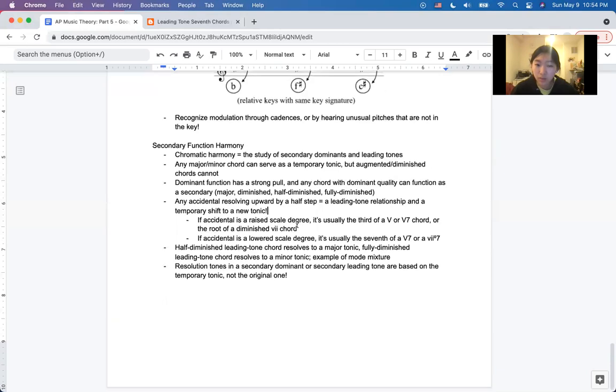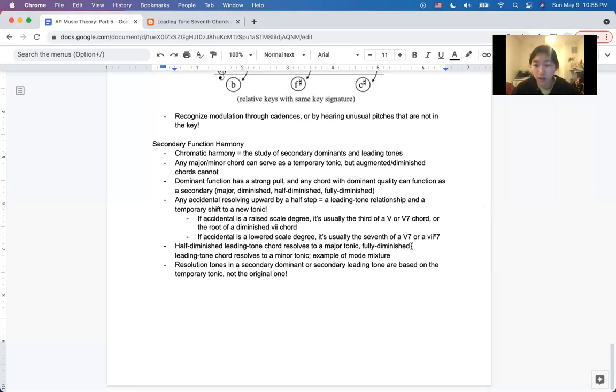If the accidental is a raised scale degree, it's usually the third of a V or a V7 chord, or it's the root of a diminished seventh chord. If it's a lowered scale degree, it's usually the seventh of a V7 chord or a leading tone seventh chord. Note that a half diminished leading tone chord resolves to a major tonic, whereas a fully diminished leading tone chord resolves to a minor tonic.